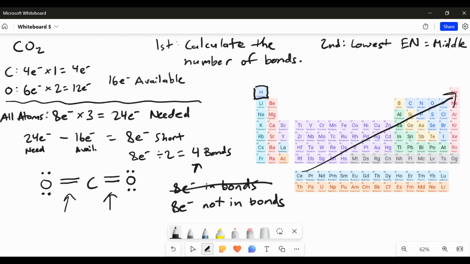Okay, so now we have 2, 4, 6, 8 electrons that are not in bonds. These electrons that are paired up but not used in bonds are called non-bonding electron pairs, and we'll talk about them a little bit more later. But as a result of these, this oxygen now has 8 electrons around it, 4 of them from the bonds and 4 not in bonds. And the same thing can be said about this one.